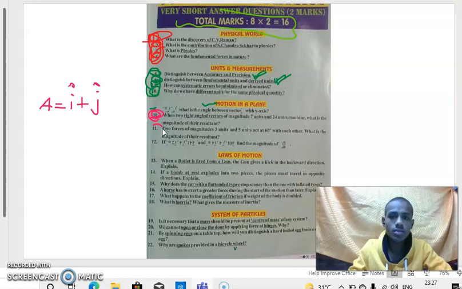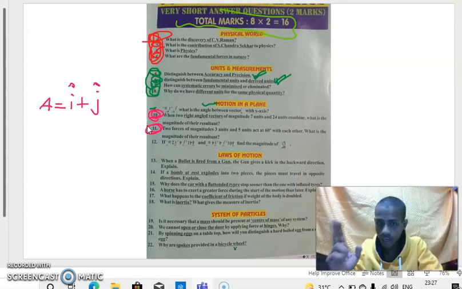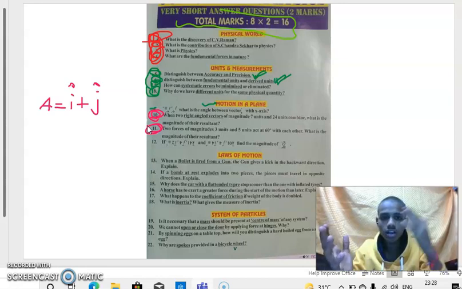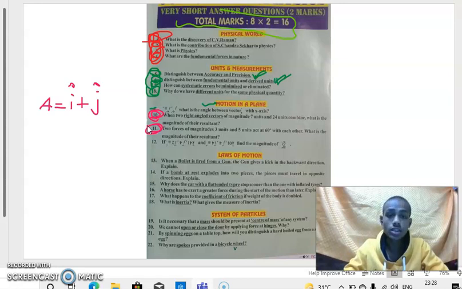And next, third important question for this lesson is 2 forces of magnitudes 3 units and 5 units act at 60 degrees with each other. What is the magnitude of their resultant? This is also one of the very easiest questions.